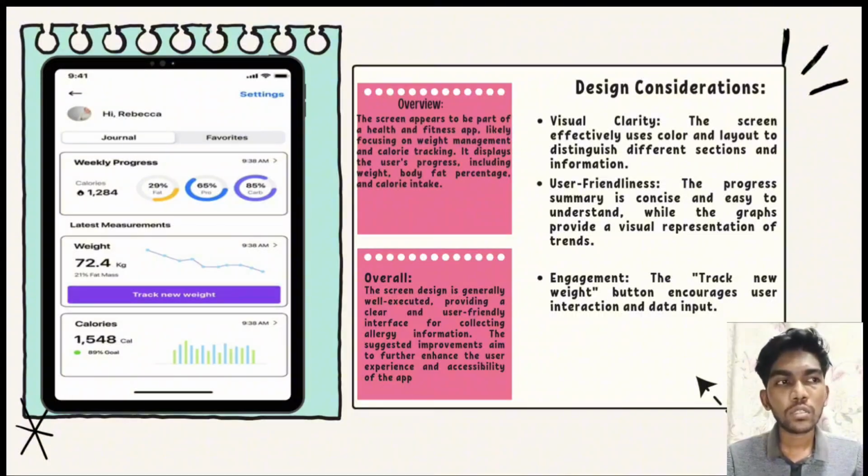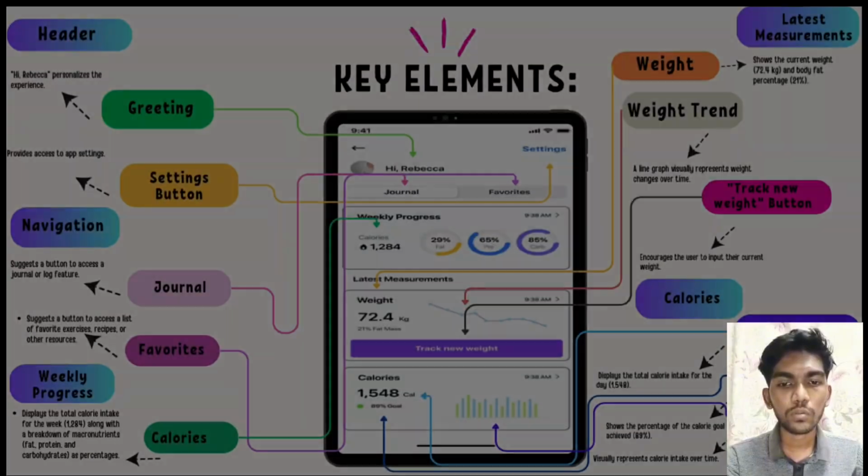So the design considerations of this interface are visual clarity. The screen effectively uses color and layout to distinguish different sections and information. And user friendliness: the progress summary is concise and easy to understand, while the graphs provide a visual representation of trends. Engagement: the track new weight button encourages user interaction and data input.